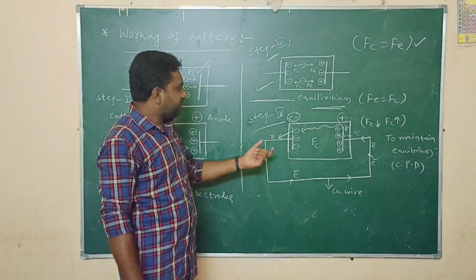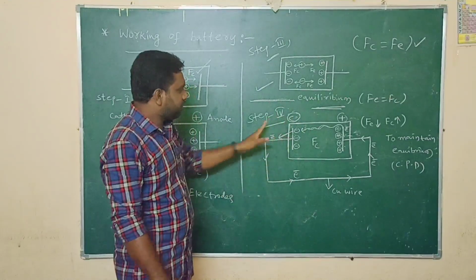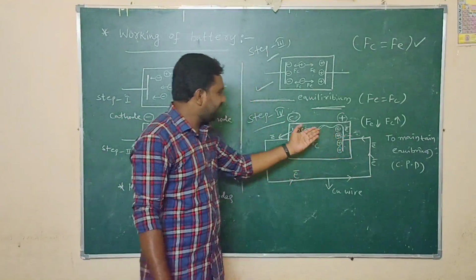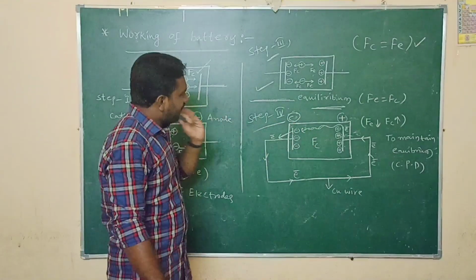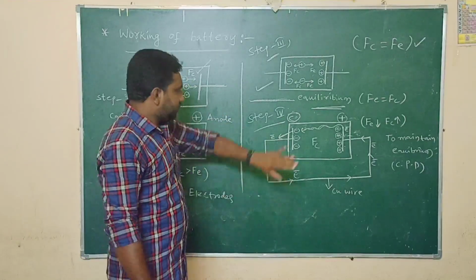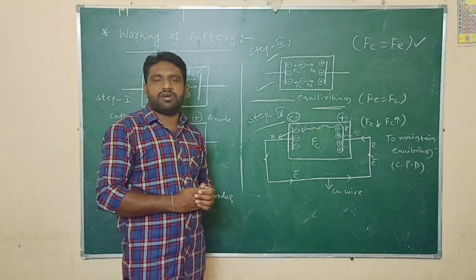So overall, if we consider, the number of free electrons will also remain constant. Electrons are coming inside the battery. Again they exit. They are coming out from the battery at the cathode. So this process continuously takes place. In this way, the battery is able to maintain constant potential difference.